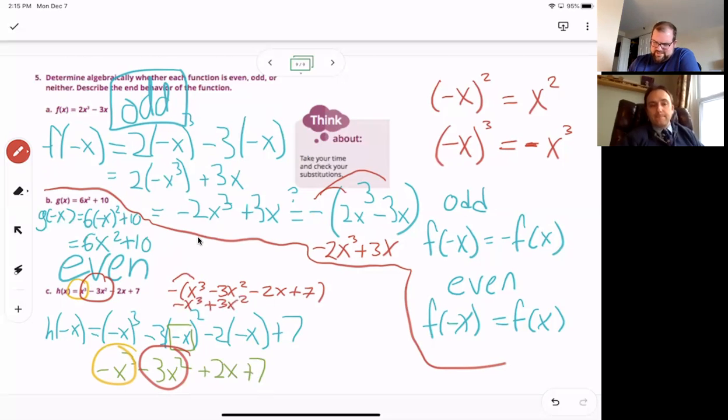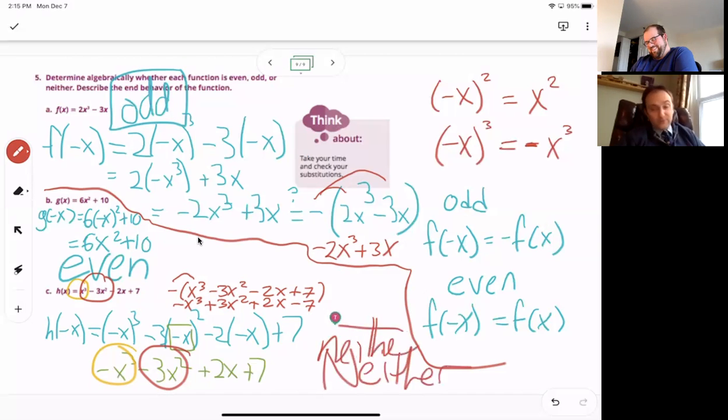And hopefully we're noticing that same issue we had where some of these are matching up and some are not. So in order to determine if a function is even or odd, everything needs to be consistent. So it's all the same or it's all opposite, not like halvesies, which is how this one's going. So this one is neither.